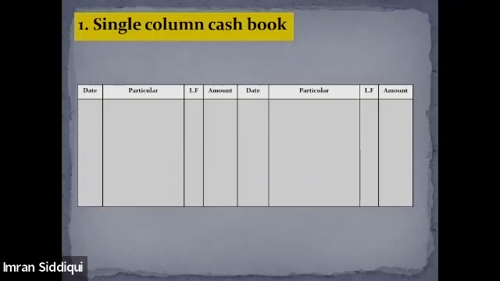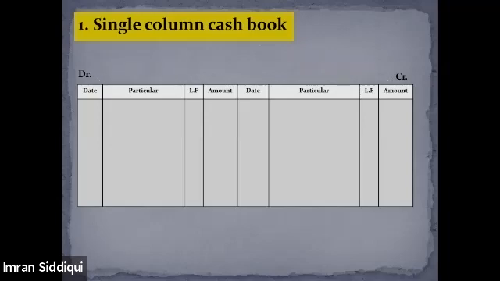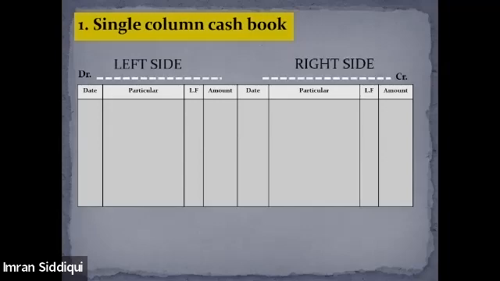Now, if we talk about the single column cash book, this is how we prepare it. You can see there are so many columns. Firstly, this table can be divided into two parts, the debit aspect and the credit aspect of the cash book. This is the left side of the cash book, also known as the debit side, and this is the right side, including the date, particulars, ledger folio and amount. Similarly, on the left side, we have the date, particulars, ledger folio, and amount. So the entire cash book is divided into two sections.